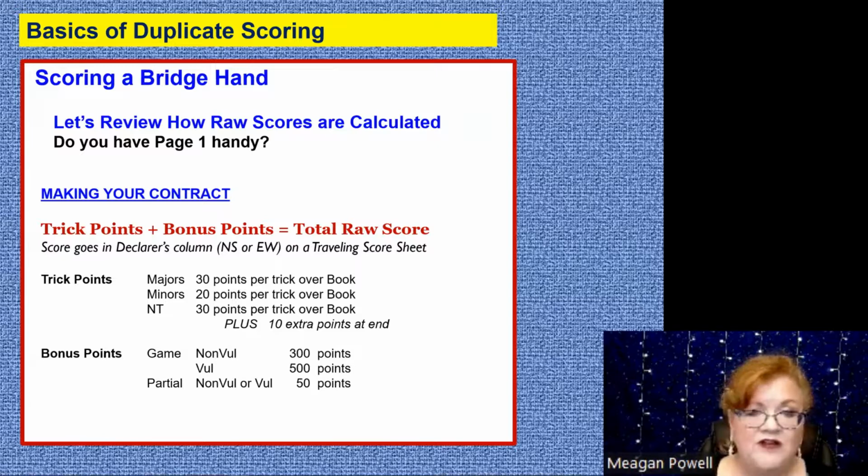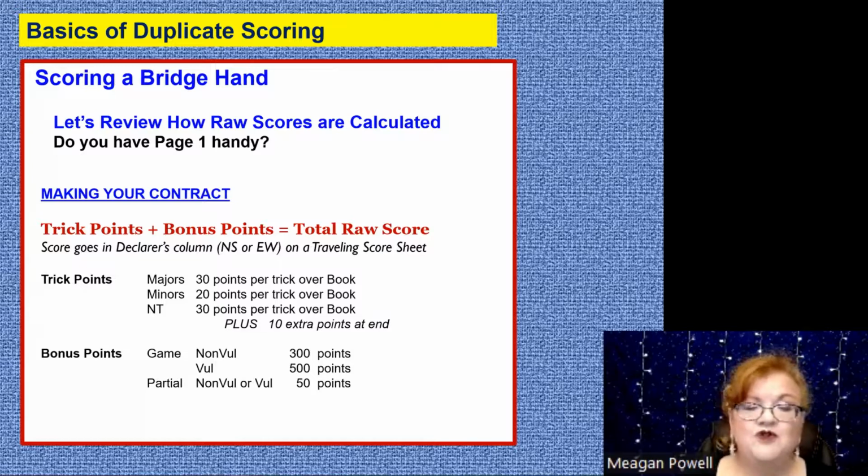Okay? Now, this is only if you actually make your contract. Major suits are 30 points per trick. Minor suits are only 20 points per trick. So already you start to see why minor suits don't score as well. Hey, look at no trump. No trump scores 30 points per trick as well, just like majors.